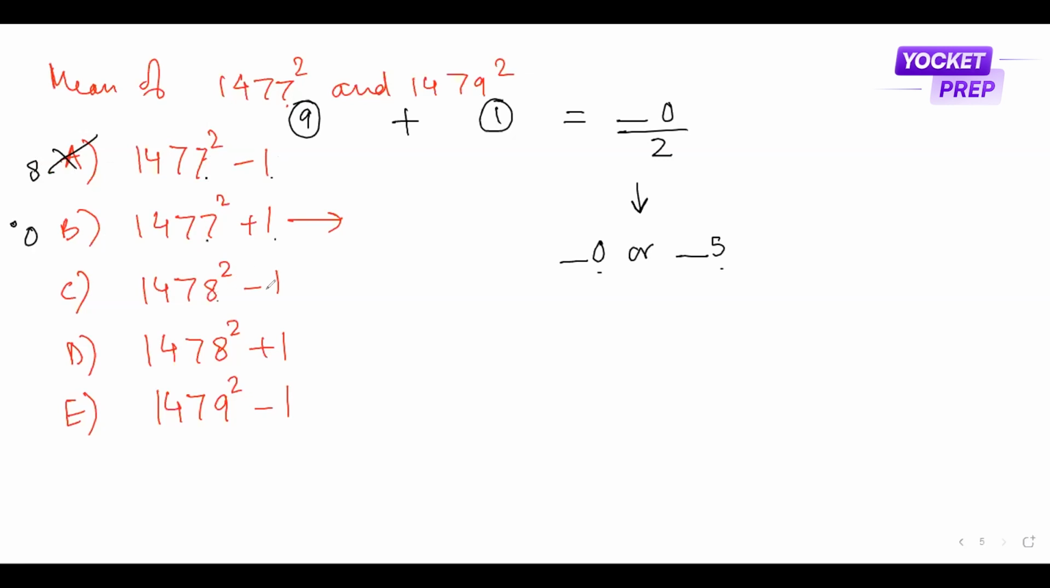4 square is 16, 4 minus 1 ends in 3, ruled out. 4 plus 1 ends in 5, possible. 9 square means 1. 1 minus 1 ends in 0 again. So by this method, you are only eliminating A and C. That's it, nothing much. So won't be a very good choice. That's why this is a tough question in that sense.